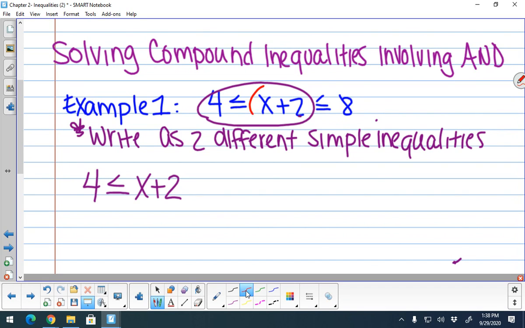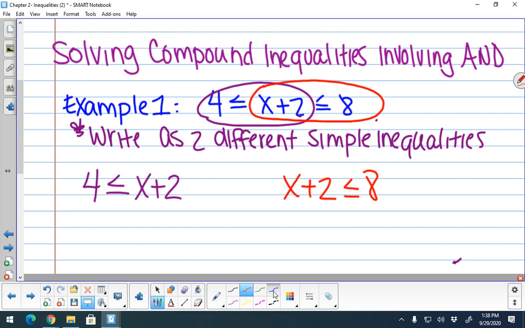I'm then going to write my other inequality by using the other half of it, writing x plus 2 is less than or equal to 8. Now if you want to attempt to roll that sign over, so that it's both written the same way, the same direction, feel free. However, don't get the answer wrong because you forgot to flip the sign when you flipped your numbers. Okay? So now we're going to solve these.